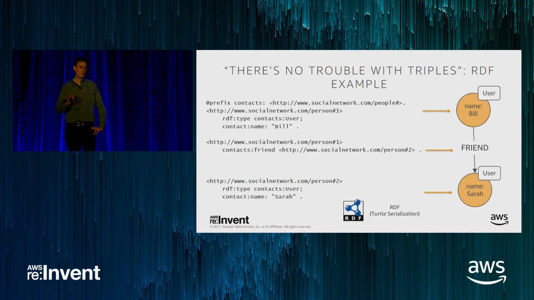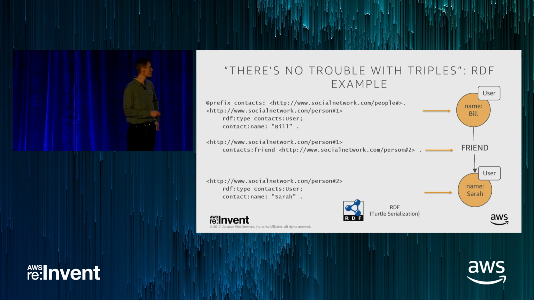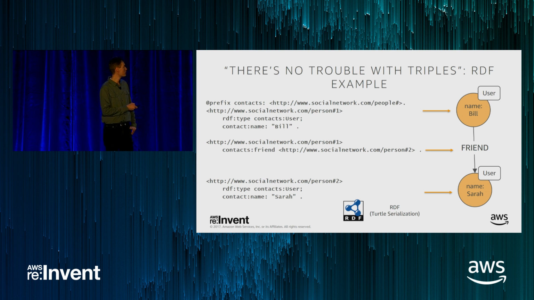So unlike a certain Starfleet captain with tribbles, there's no trouble with triples. And so this is a full example of the same graph looking at RDF. And you can see this corresponds to the Bill vertex. This corresponds to the friend edge. And then at the bottom here, you have the Sarah vertex.